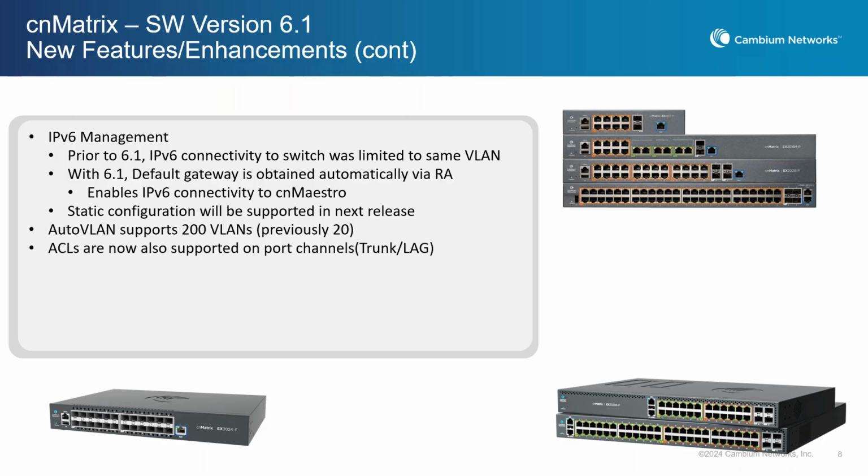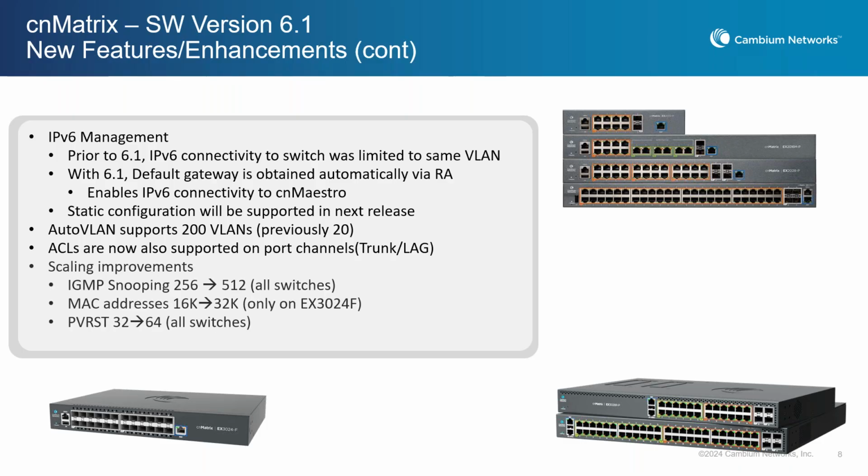Okay, Auto VLAN, I mentioned this feature a few minutes ago. Auto VLAN up until this release supported 20 VLANs. So the AP can communicate up to 20 VLANs to the switch that would automatically be configured on that port. Now we support 200 VLANs. Let's see, ACLs. ACLs is something that we've always supported, but not on port channels or link aggregations. We now support ACLs on port channels.